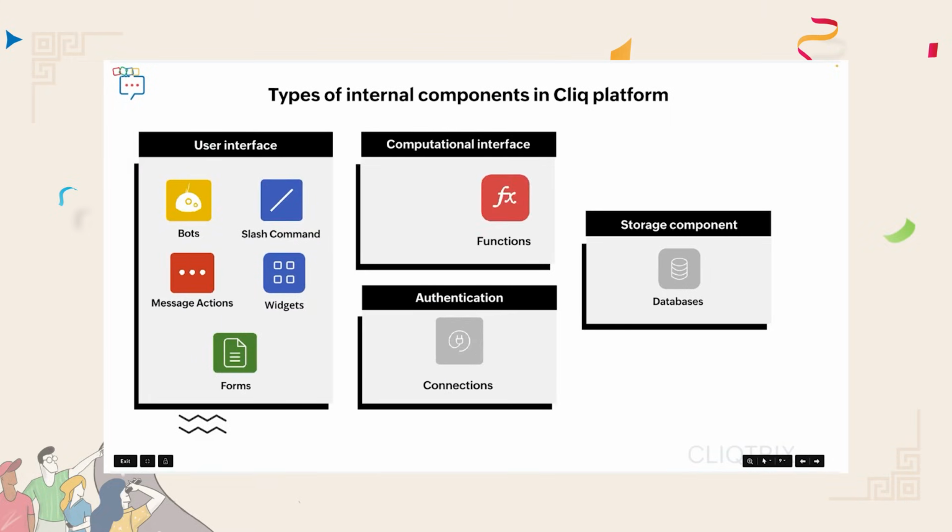So let's do a quick brush up on the internal tools and components that make up the Cliq low-code developer platform before looking at them in detail. At the UI level, we have widgets, bots, slash commands, forms, and message actions, tools that help you to create interactive user experiences. These are supported by logic elements like functions and schedulers that drive the automation behind the scenes. For authentication, we use connections to securely connect with third-party apps. And for data storage, the platform offers a built-in database that supports multiple data types with encryption to keep your information secure.